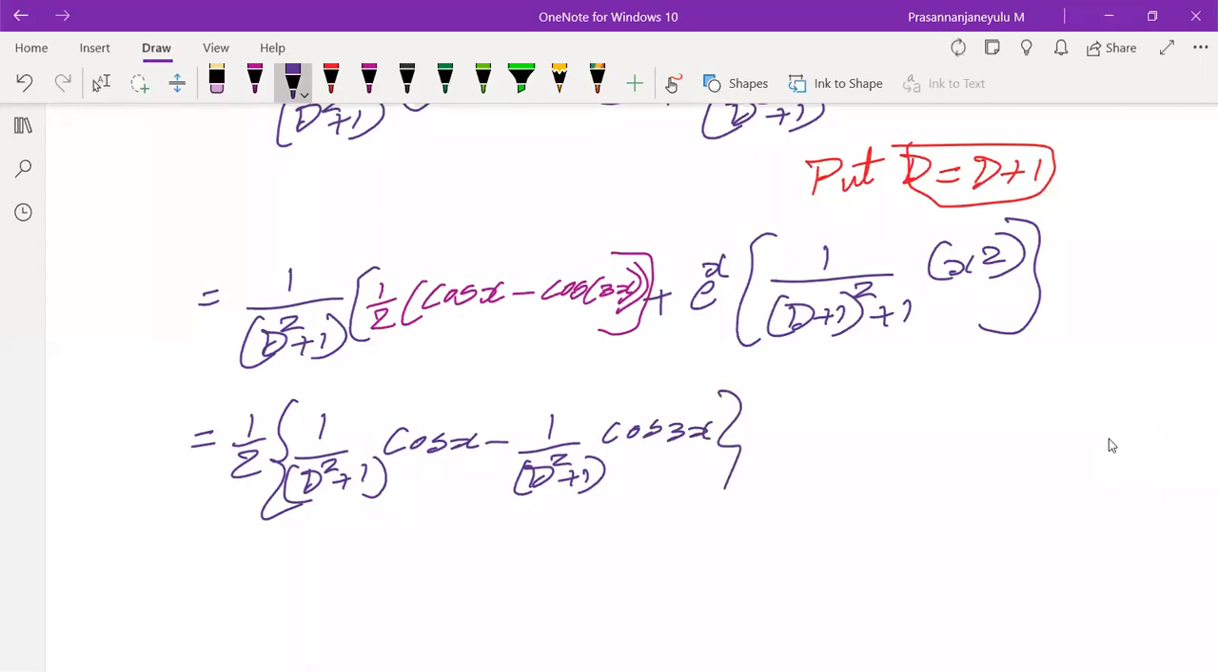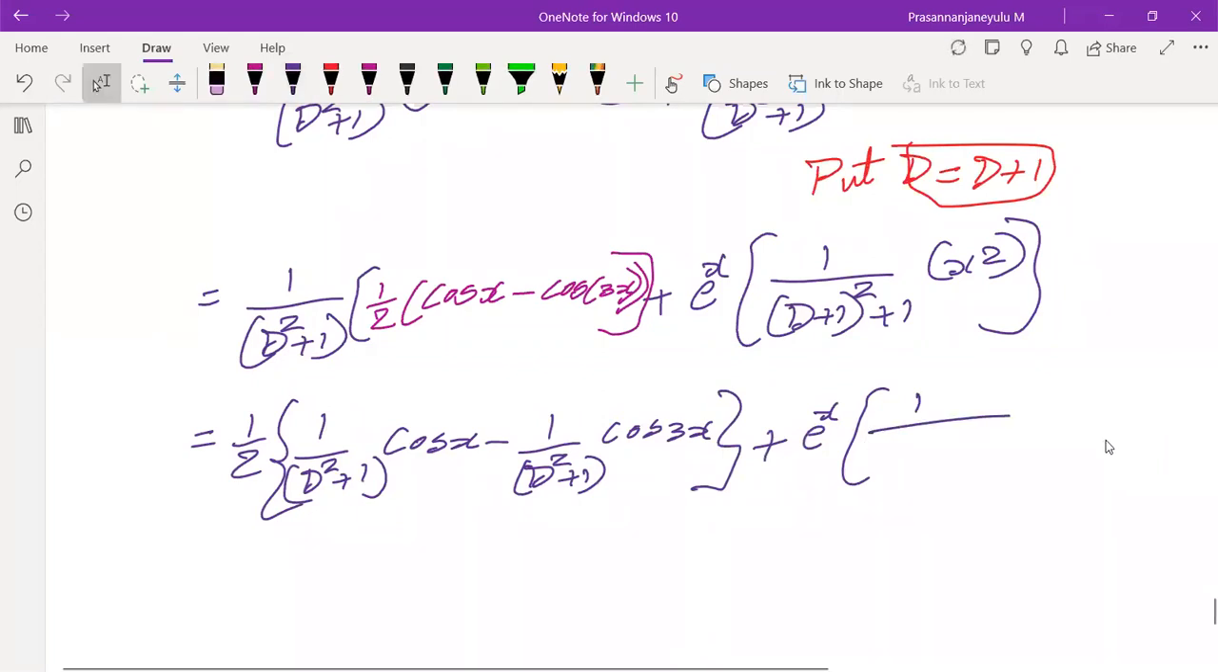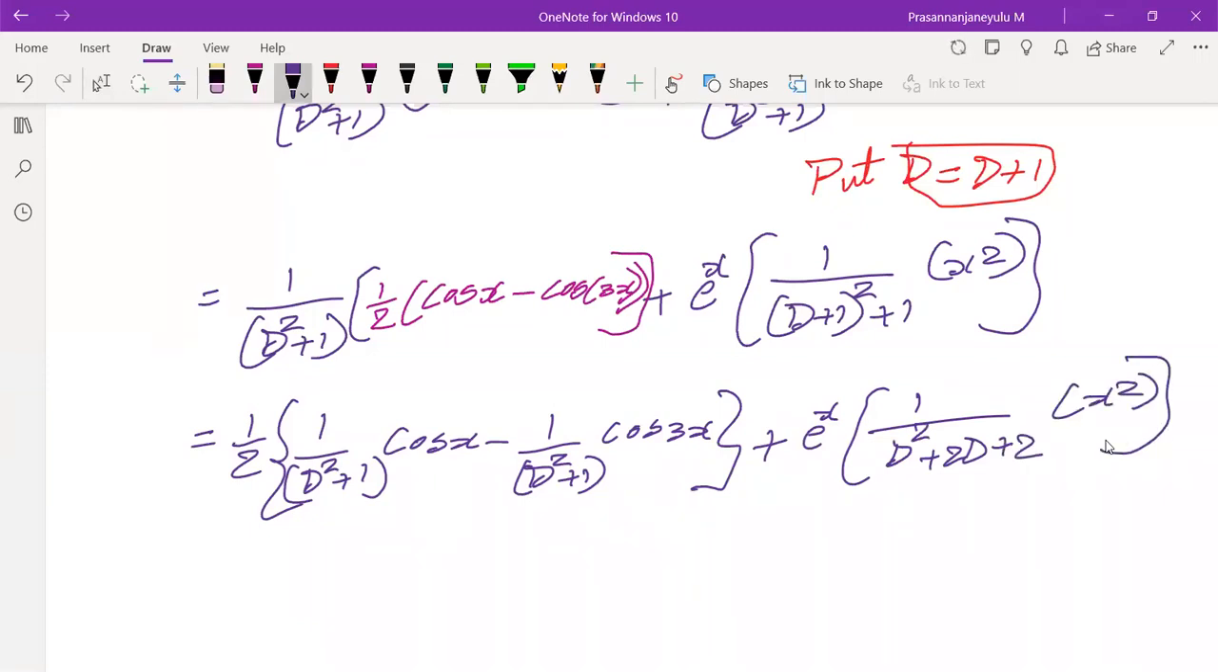Plus e power x into 1 by... what is the expansion of (D plus 1) whole square? D square plus 1 plus 2D. So I am writing D square plus 2D plus 1 of x square. Now, if we observe, the third term looks like which type? You can see here what we have to substitute.